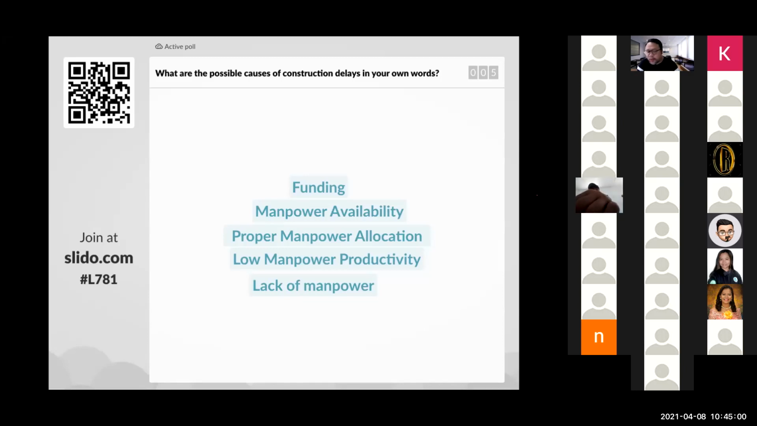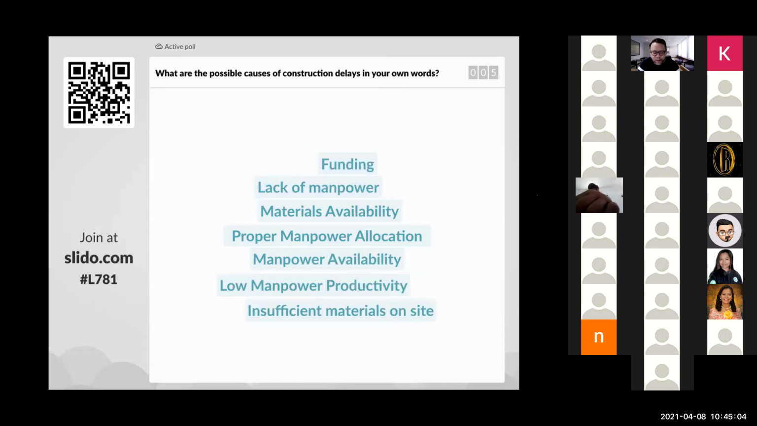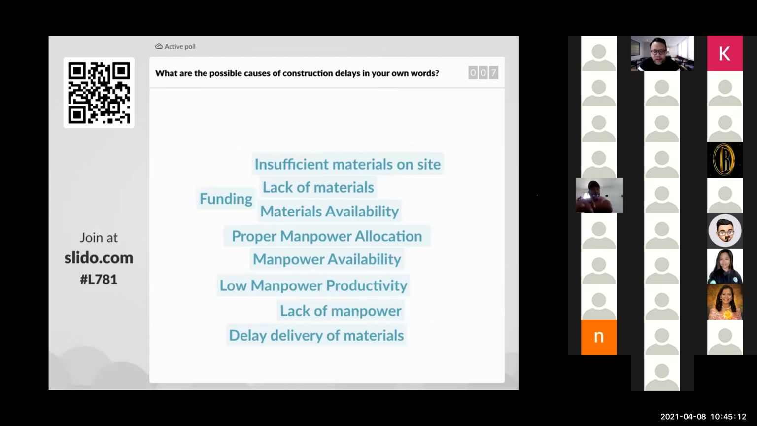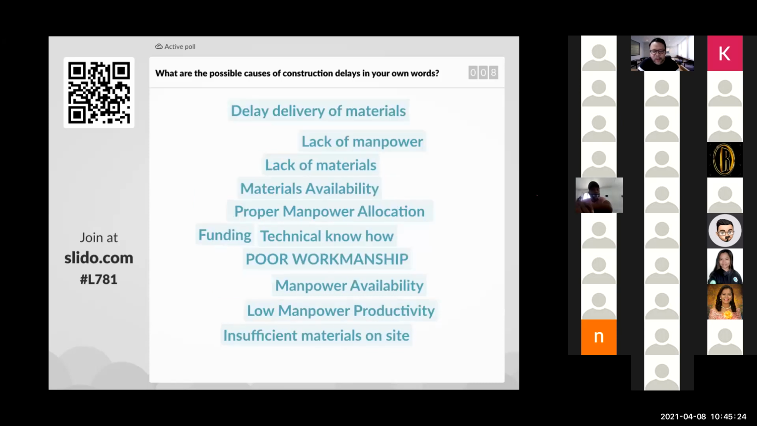What else? What comes into your mind aside from manpower? Insufficient materials on site. Yes. Delivery of materials. Yes. What else? Okay, so manpower and materials, funds, manpower and materials, no? Parang fishbone analysis to eh. Parang brainstorming tayo eh. Poor workmanship. Wow, naka-highlight. Okay? That would be one, no?